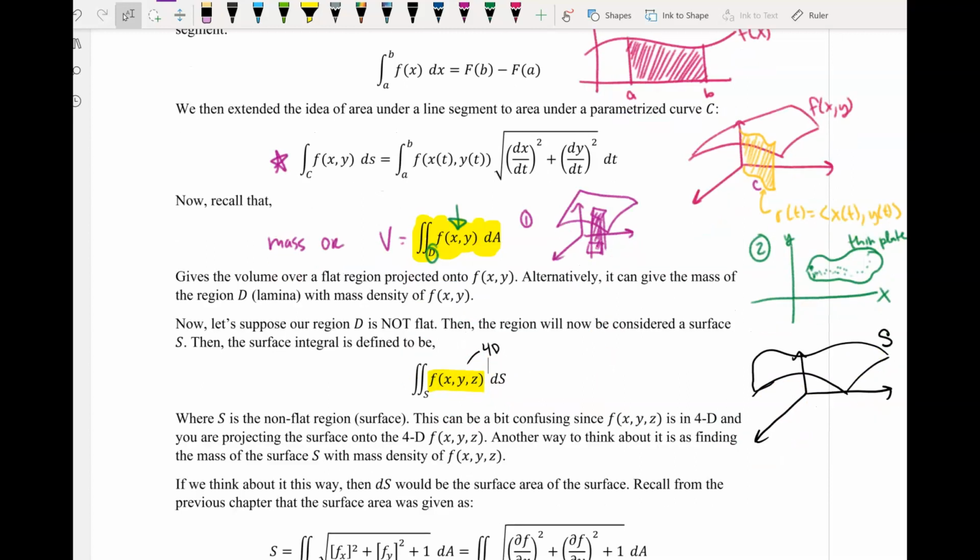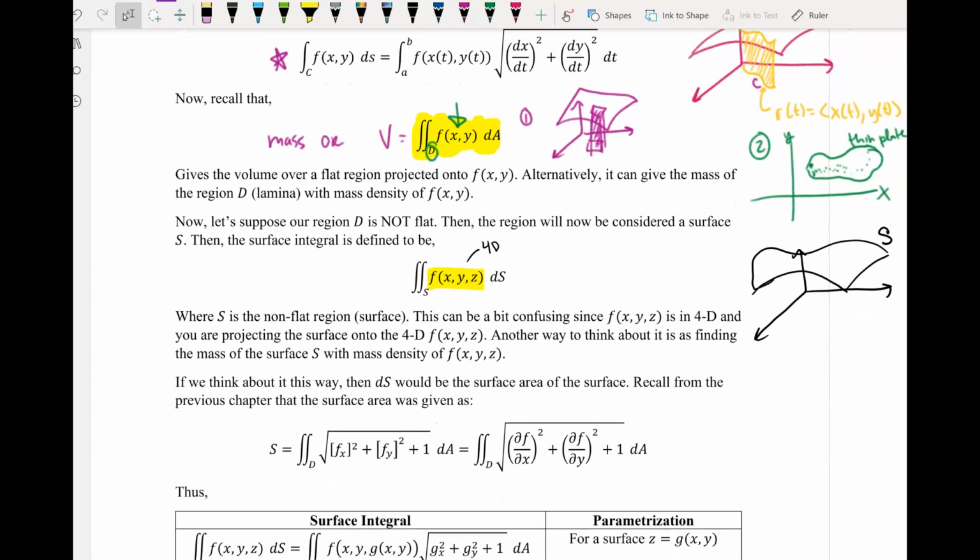What I think is easier to think about is imagine finding the mass of this surface with mass density f of x, y, z. So imagine that at every single point x, y, and z, this surface is denser in certain parts, maybe a little lighter in others, maybe more dense in other parts. That way, the density of this particular object can be described by this function. So think about that as a density function.